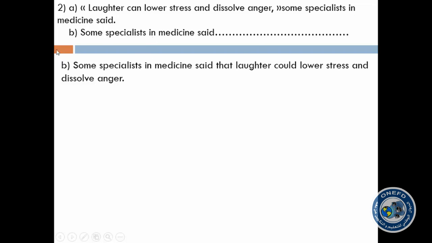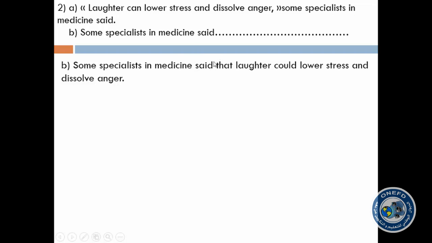So look at the solution. B: Some specialists in medicine said that laughter could lower stress and dissolve anger. In the indirect speech, we have started our sentence using some specialists in medicine said. We start with it because some specialists in medicine are the speakers, and said is the introductory verb. It's the verb with which we report our speech.